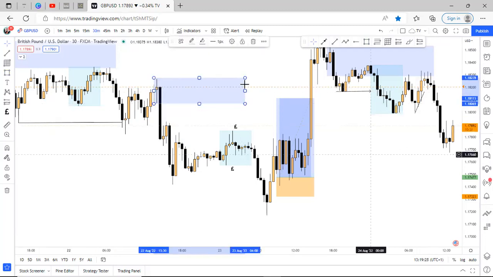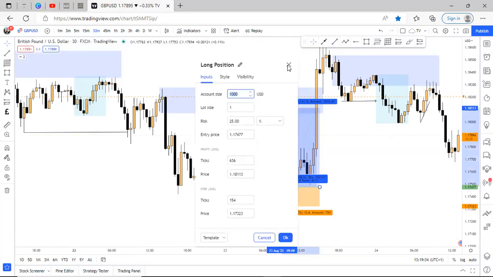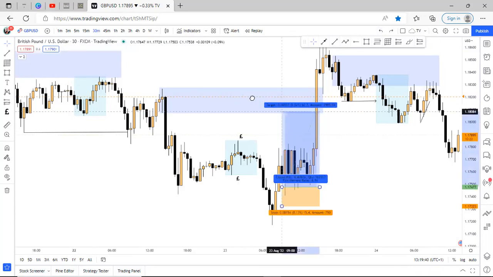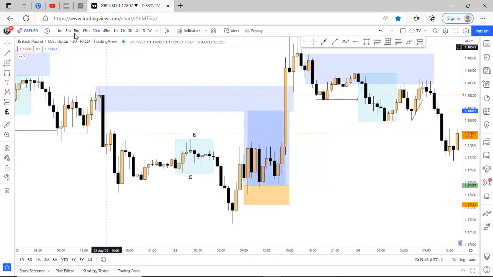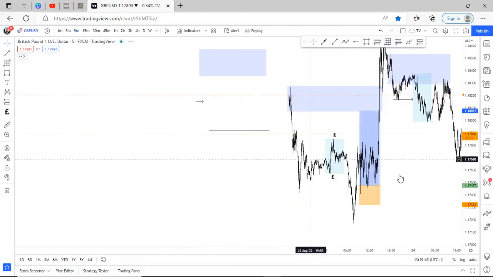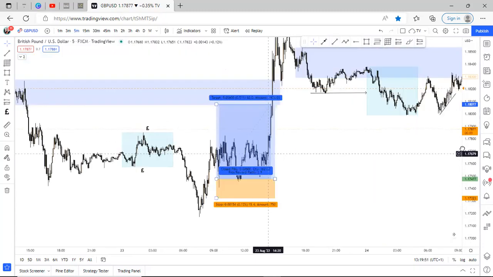So my target was for price to come back into this supply zone right here. Okay, so as you can see, and for my entry, let me quickly break this down, how I got into the buy trade.